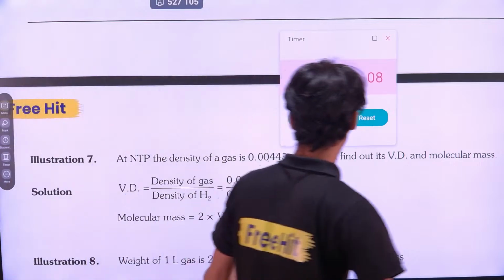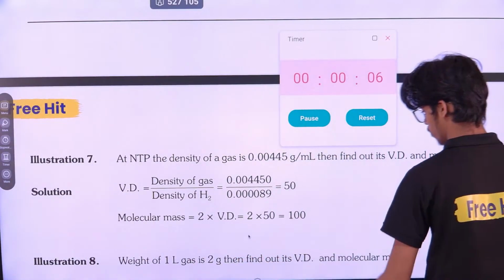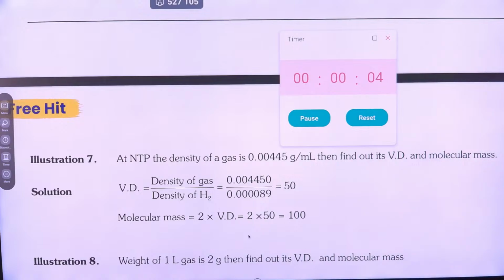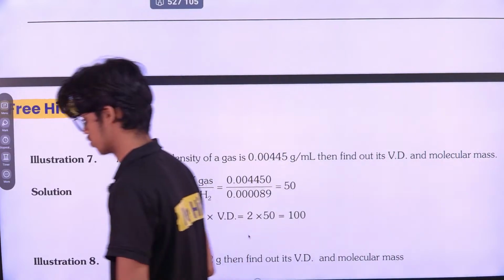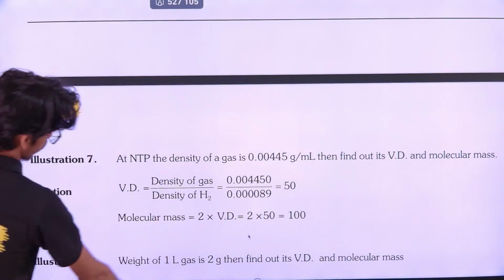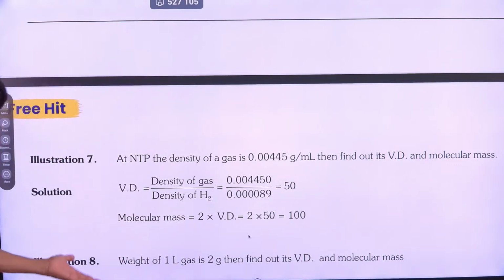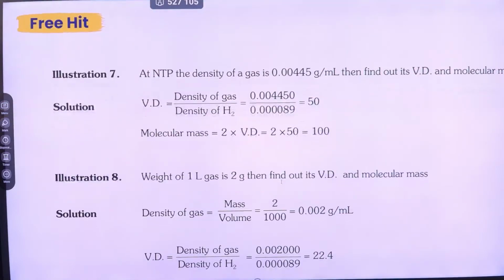Answer the question. What is the weight of 1 liter of gas? It is 2 gram. Find out vapor density and molecular mass also. See, you had 1 liter is 2 gram. Find the weight of 22.4 liter. Simple. Then we will have the weight of 1 mole.